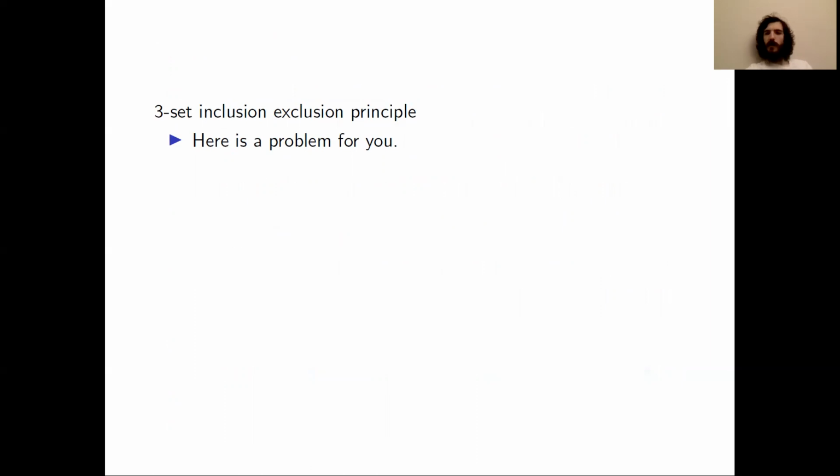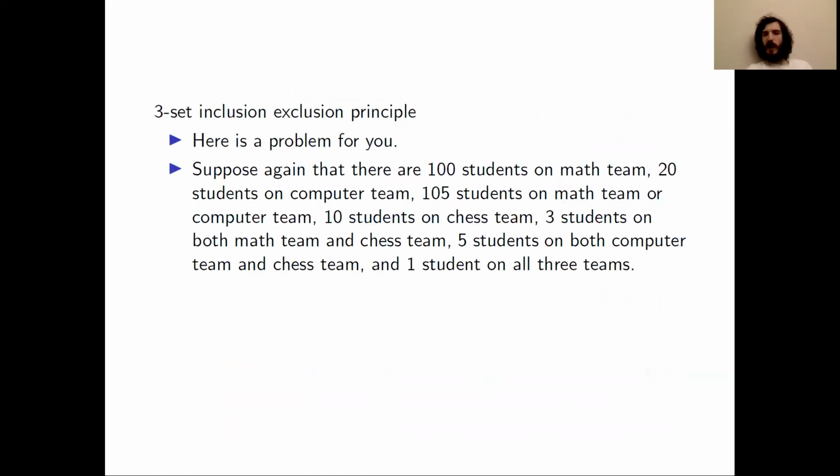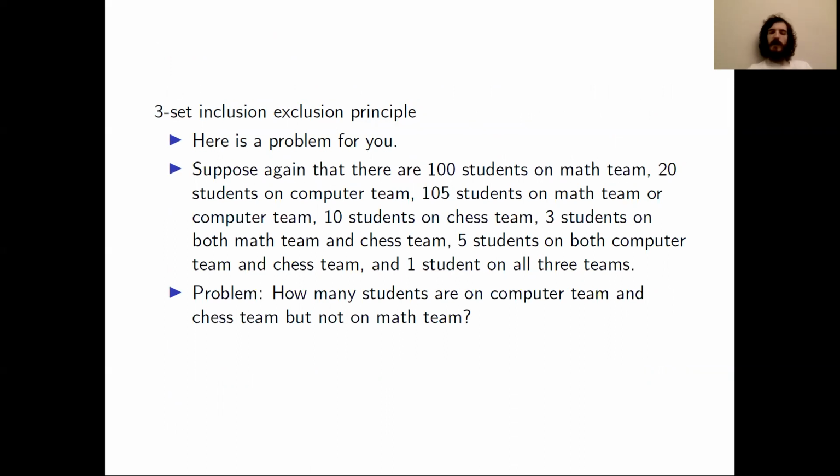Here's a problem for you to do, and it's kind of similar to the last couple that we looked at. So same setup with the students on math team, computer team, and chess team. But the problem here is how many students are on computer team and chess team, but not on math team. So the last problem had an or, this problem has an and.